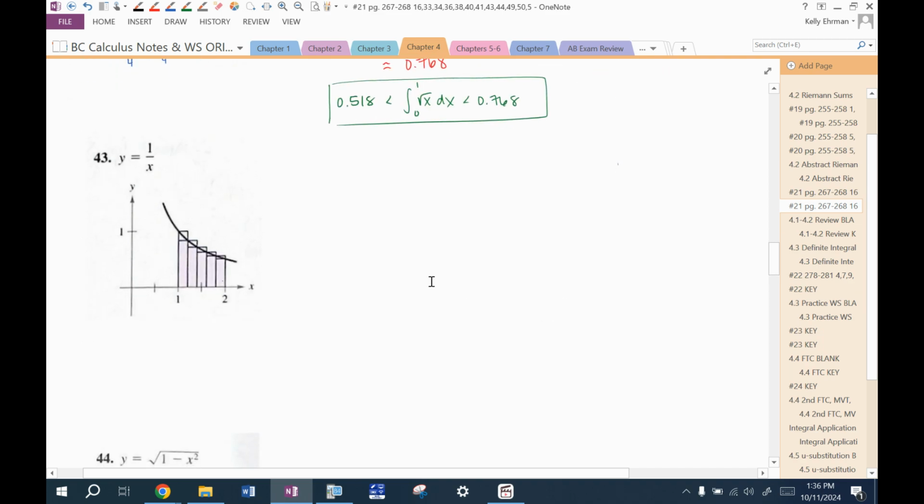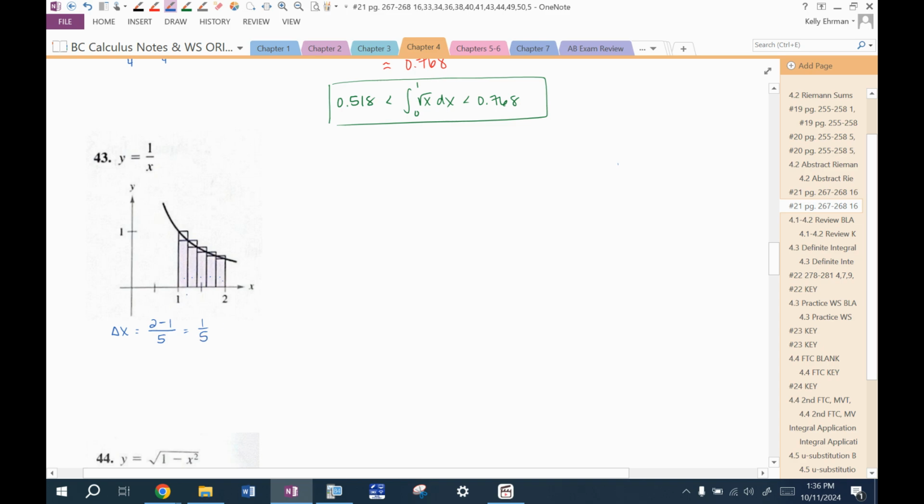Okay, 43. 1 over x. First thing we need to do is get our delta x. There are 1, 2, 3, 4, 5 subintervals. So to calculate delta x, it's the end of the interval minus the beginning divided by the 5 subintervals in this case, so 1/5.